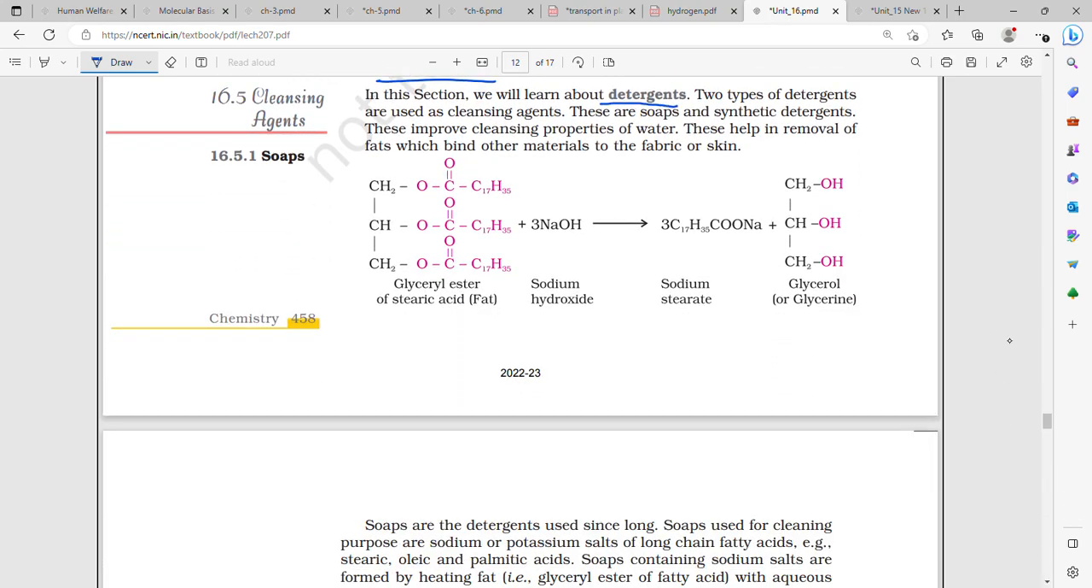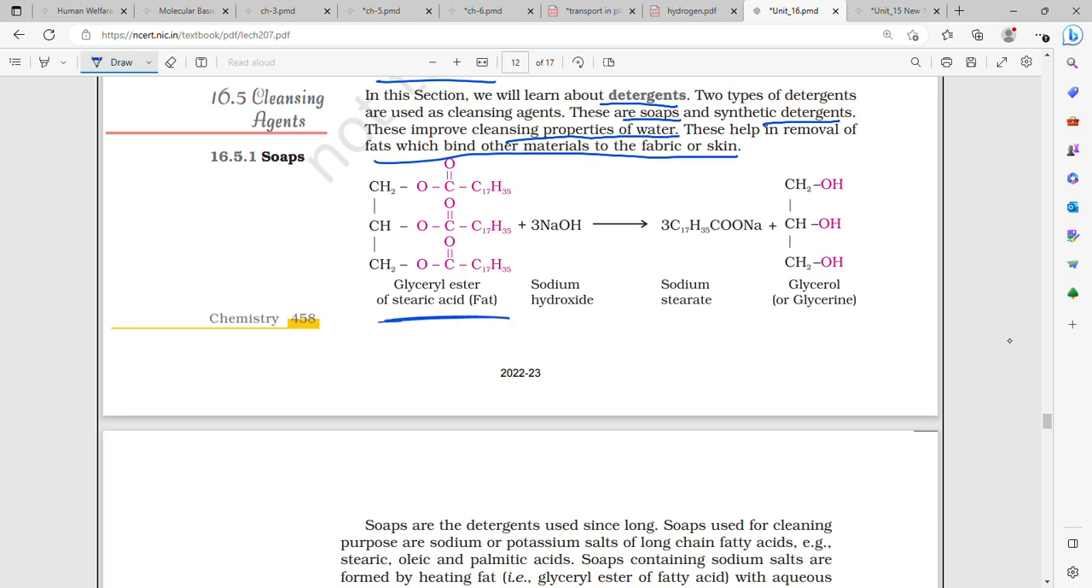Cleansing agents, you will learn about detergents. Two types of detergent are used, soaps and synthetic detergents. They improve the cleansing property of water and help in removal of fats which bind other materials to the fabric or the skin.